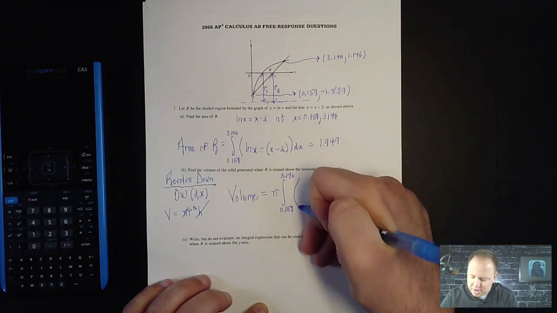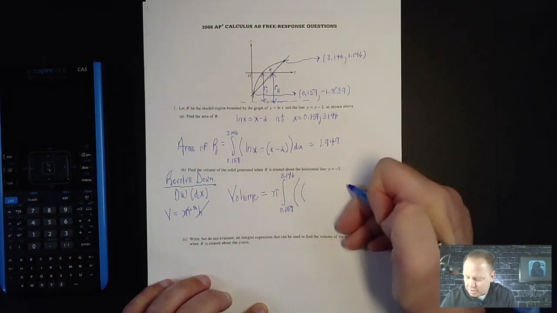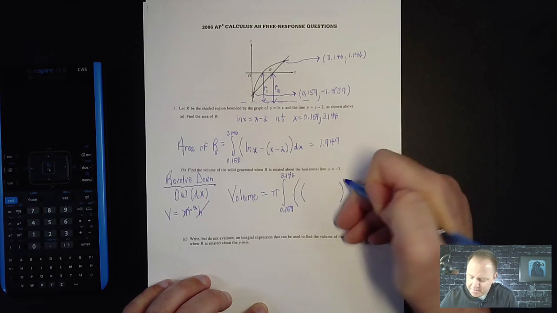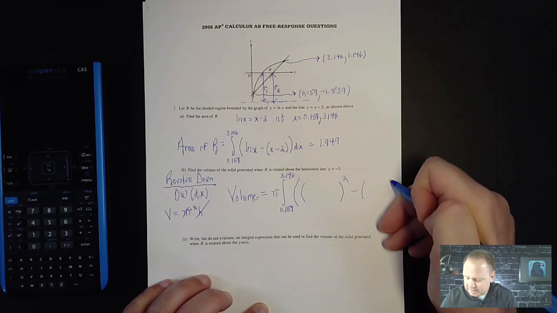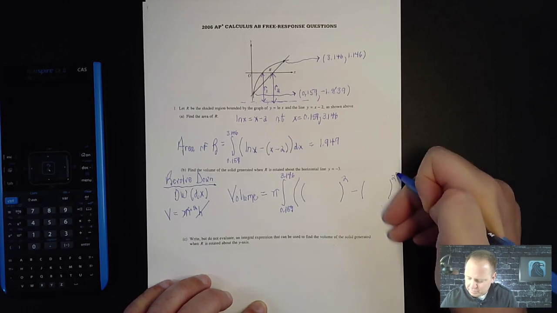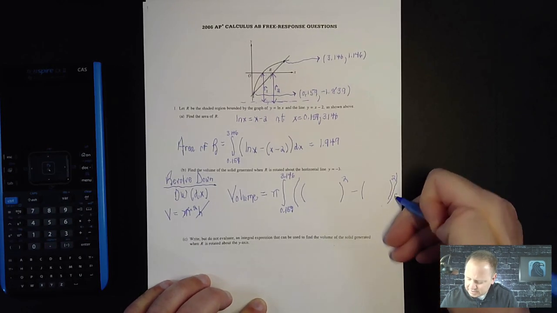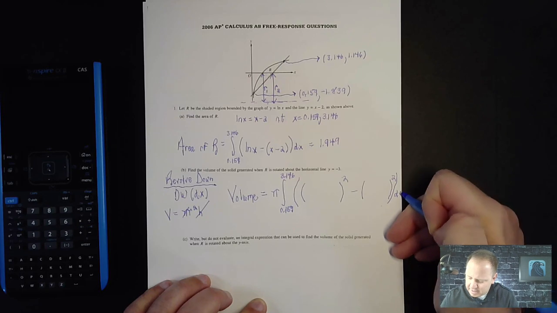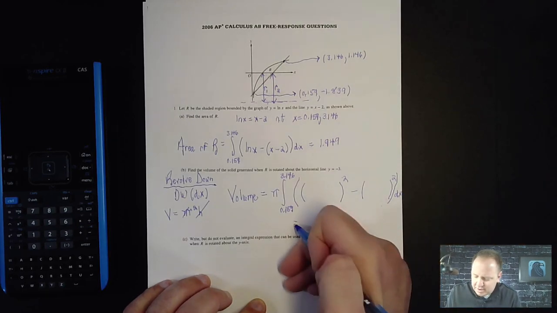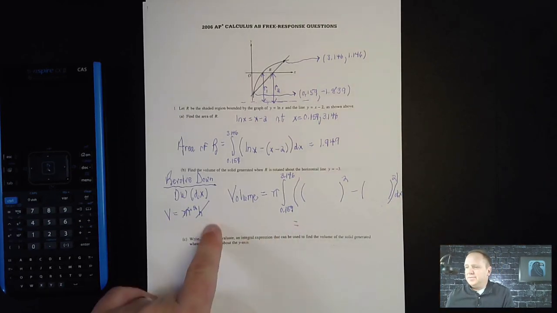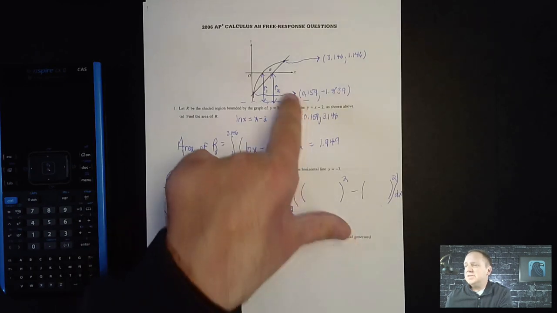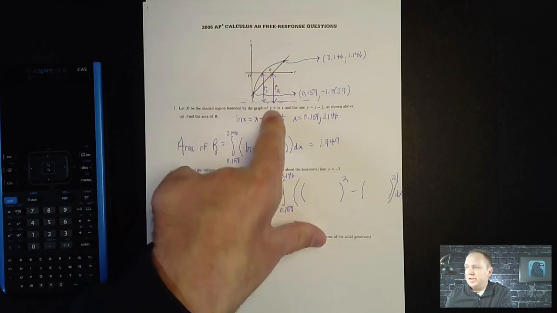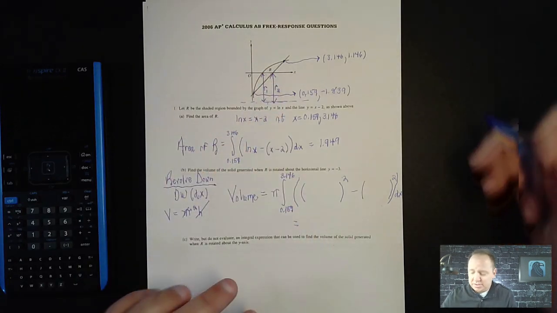What we need to do now, and you should probably formalize this for yourself, is you need a radius squared minus a radius squared dx. I know that's a little sloppy, but that's okay. That's how I would tell my students to build it. Because now we're just going to set up what our radii are. But we need two radii because of this gap between the shaded region and the axis of revolution.